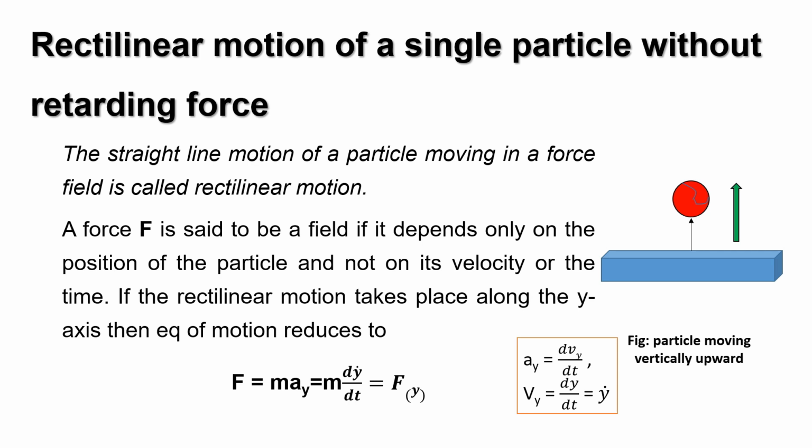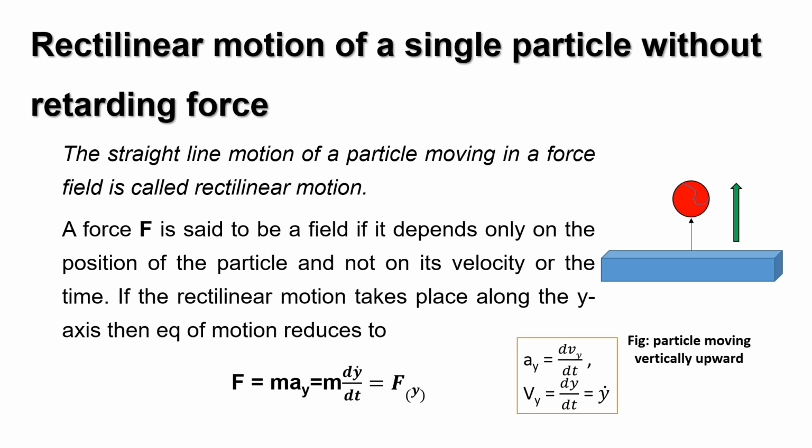Now, for the rectilinear motion of a particle without a retarding force, you know that a retarding force is a dissipating force, but here the dissipating force is absent. A force F is said to be a force field if it depends on the position of the particle and not on its velocity or the time. If the rectilinear motion takes place along the y-axis, then the equation of motion reduces from x to y.